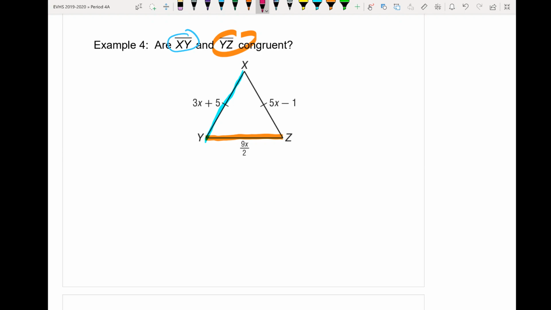The way I'm going to approach this is, since both these two sides that are marked have X's in them, I've got to solve for X. I'll plug it in and test to see if they're equal. However, I don't know exactly what X is yet, but since these two sides are equal to each other, I can use those two to find out what X is. I can say that XY is equal to XZ. And now plug it in. 3x plus 5 equals 5x minus 1.